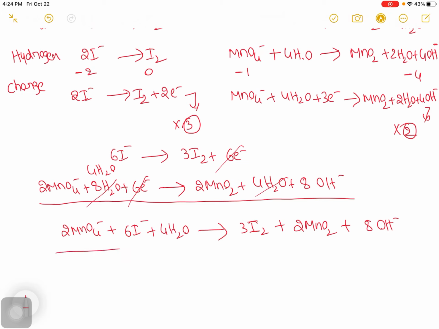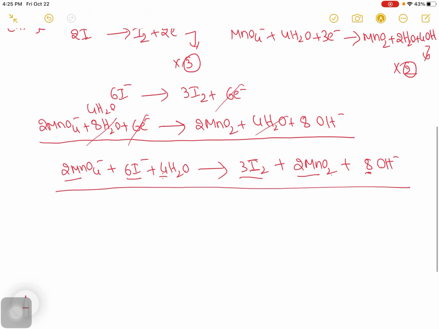Finally, we have to verify the atoms. 2 manganese on left, 2 manganese on right, done. 8 oxygens plus 4 oxygens, total 12 oxygens on the left side. Right side, 4 oxygens plus 8 oxygens, 12 oxygens, balanced. Iodine 6, 6, balanced. Hydrogens 4 into 2, 8, 8 hydrogens, done. Everything is balanced. Okay, this is basic medium. I am going to discuss one more equation in basic medium.